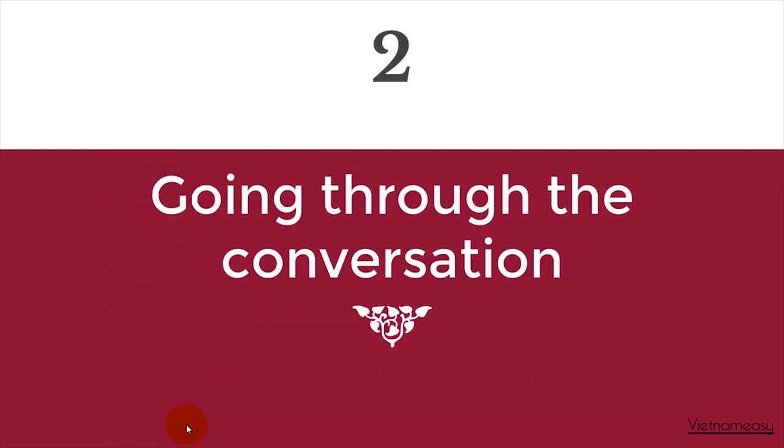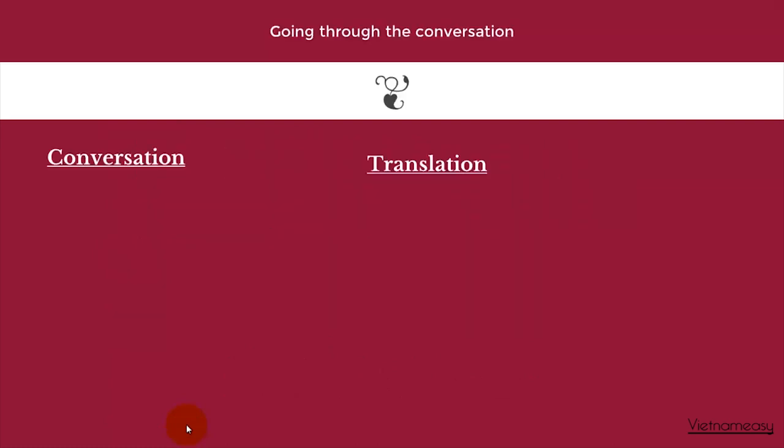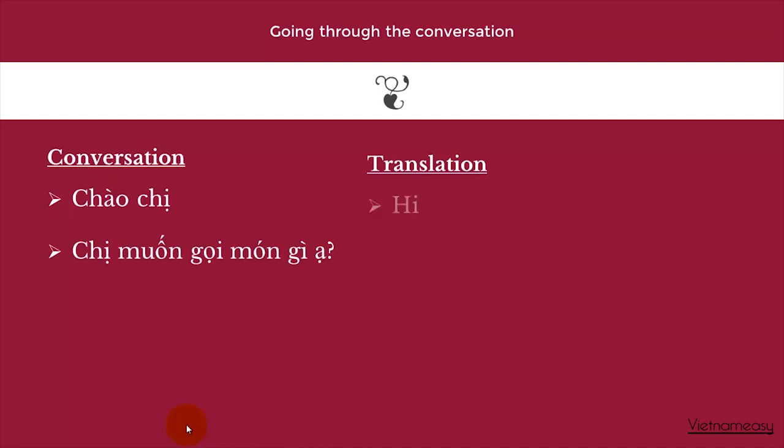Now let us go through the conversation sentence by sentence. First one we have. Chào chị. Chị muốn gọi món gì ạ? Which means, hi, what dish would you like to order?